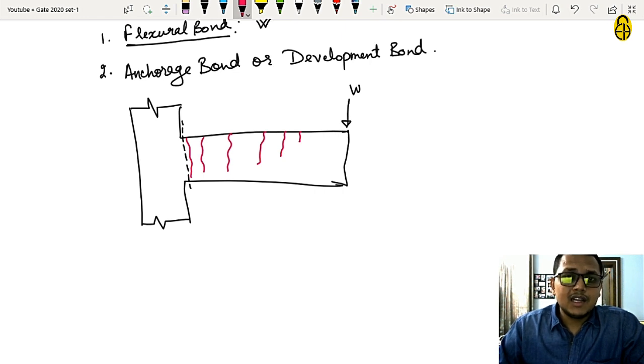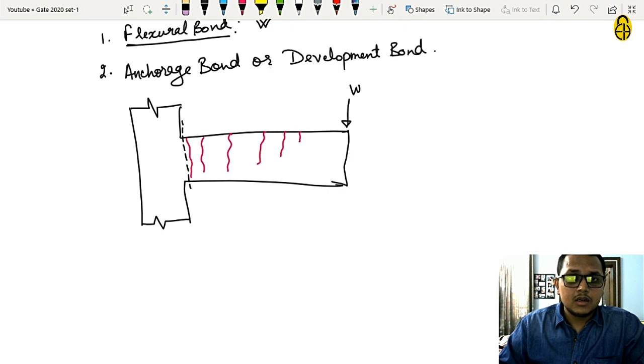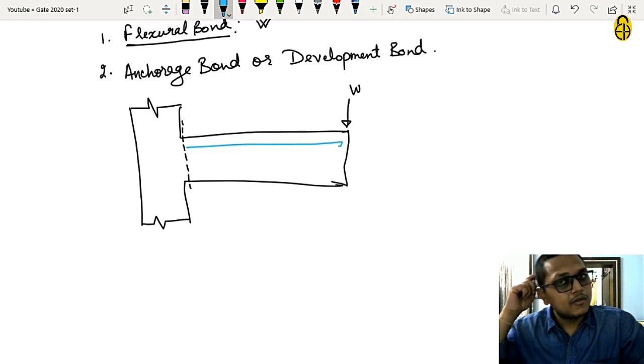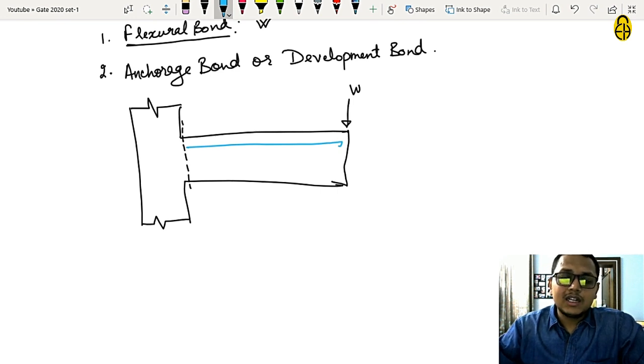In order to arrest these cracks, we provide reinforcement so that the steel reinforcement will take tensile force. Now, let us provide the steel reinforcement. The tensile force that will act in the top fibers of the cantilever beam will be taken by the steel reinforcement. But you might have noticed that I have ended the bar in the cantilever beam itself. I haven't extended it into the column. Now, because of this, what will happen is at this point, the bending moment will be maximum.